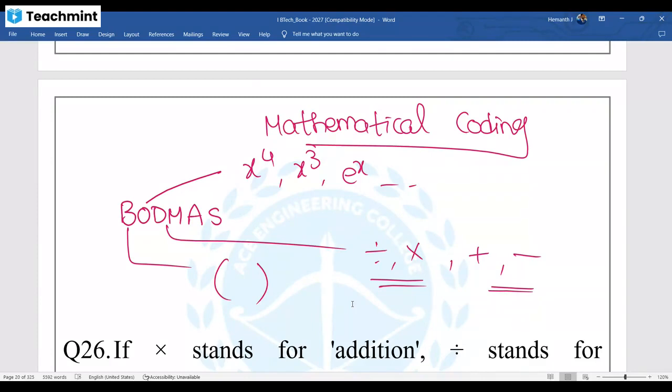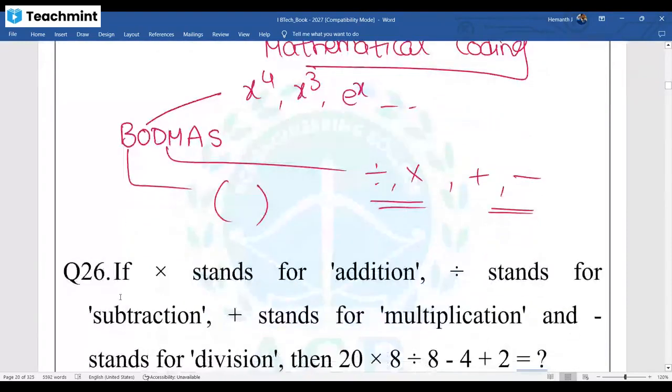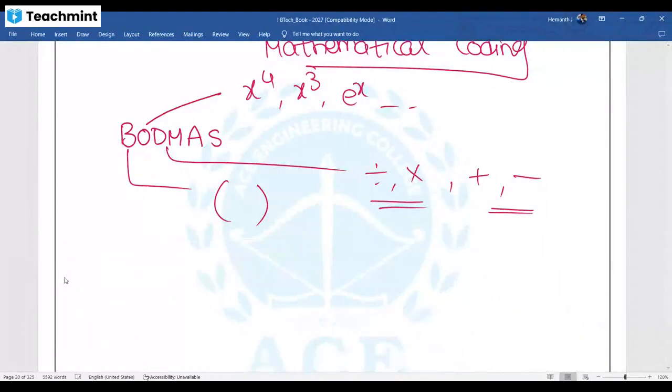B stands for brackets. Inside the brackets, first priority. A lot of people do not understand what O is. That's why there is a newer terminology called PEMDAS. P for power, E for exponents. After brackets, we call it PEMDAS.